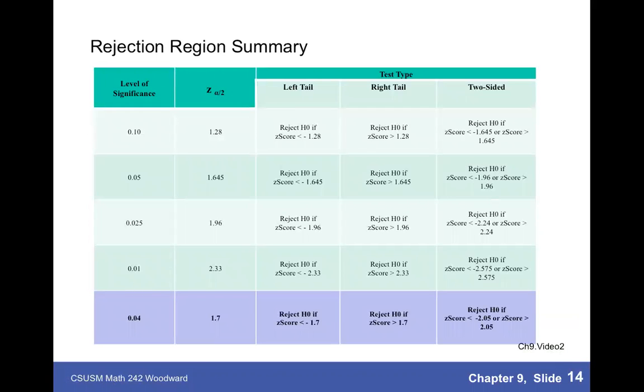And here is a summary of the rejection regions. So here's the level of significance you might choose, 0.1, 0.05. These are the typical ones. And here's Z alpha over 2.